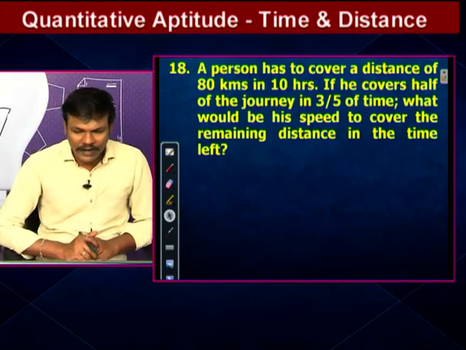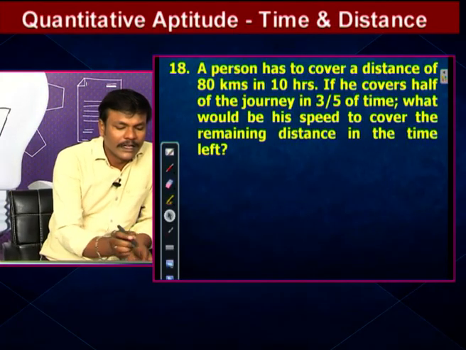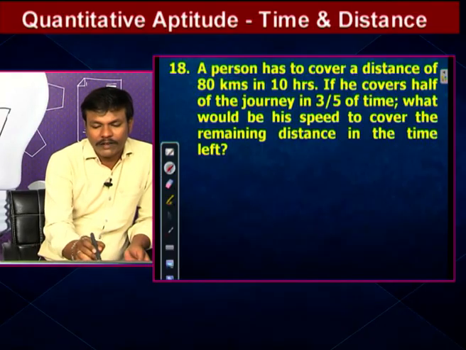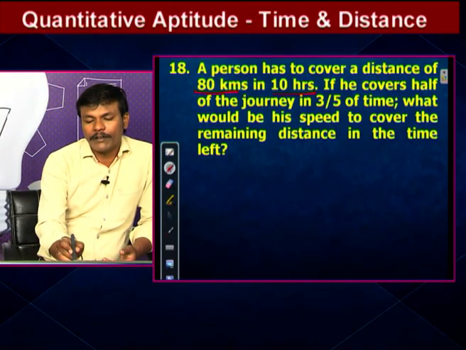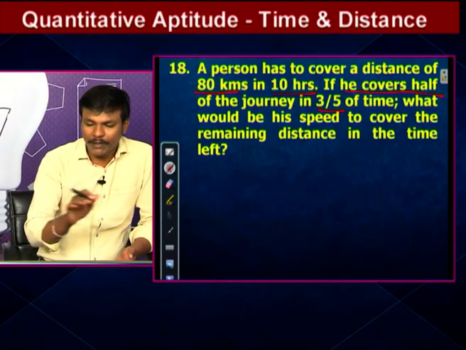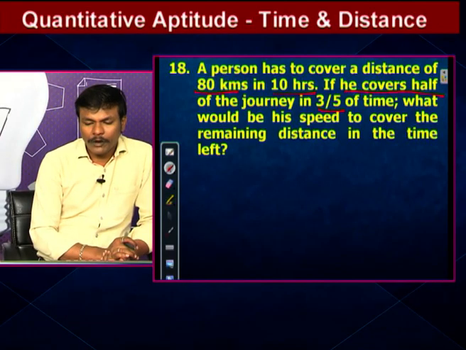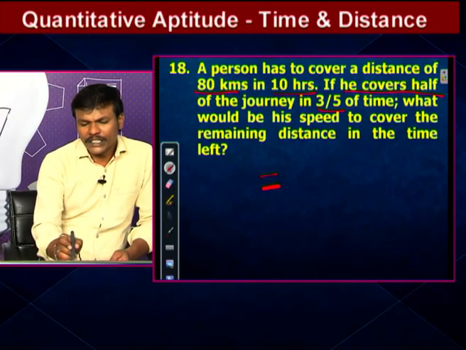A person has to cover a distance of 80 kilometers in 10 hours. He has to complete the 80 kilometers in 10 hours. See, this is very important. If he covers half of the journey in 3 by 5 of the time, how much does he cover? Half of the journey he covers in the time of 3 by 5. What would be his speed to cover the remaining distance in the time left? So, the final question is, what will be his speed?